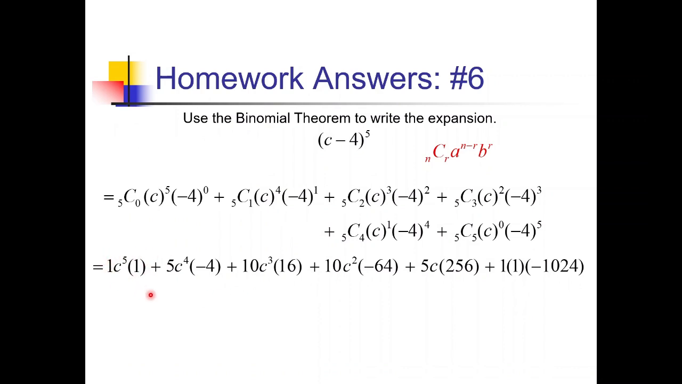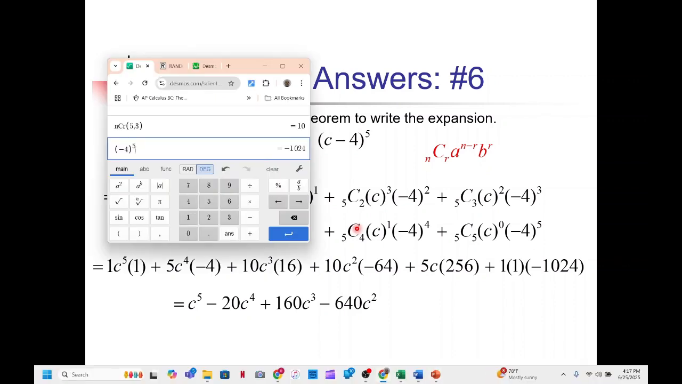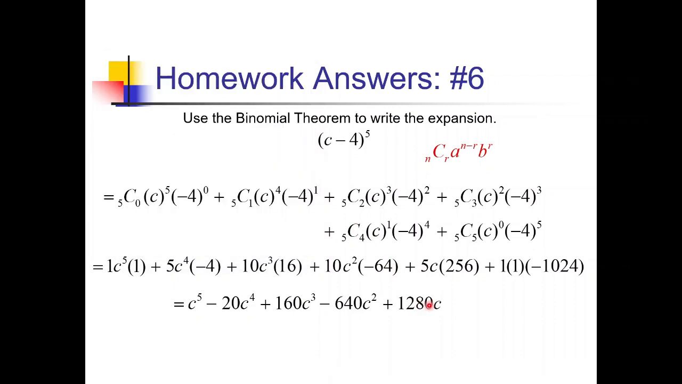So this first one is just c to the 5th, which is kind of nice. Next up, 5 and negative 4 gives me negative 20 c to the 4th. After that, we have 160 c cubed, positive. Next, we have minus 640 c squared. And then we've got whatever 5 times 256 is. Let me figure that out. 5 times 256 is 1280, so plus 1280c. And then finally, minus 1024. And that is done.